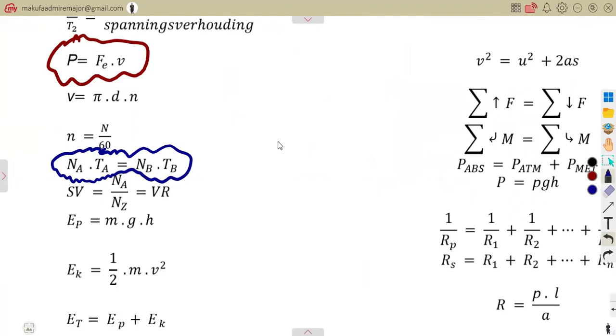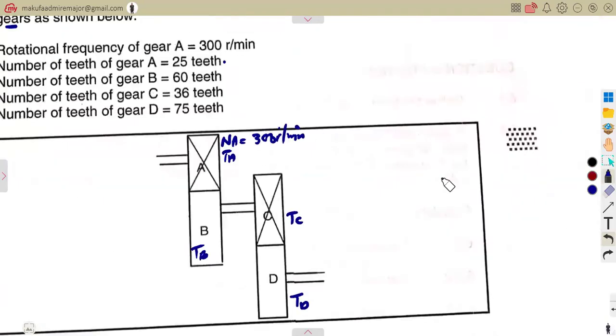NATA is equal to NBTB. So with that, we can formulate, okay? Remember, we want to calculate NB in this case. You are given TB, so you can use that. So that's 5.31 from this NA.